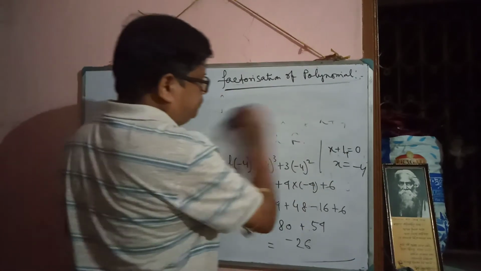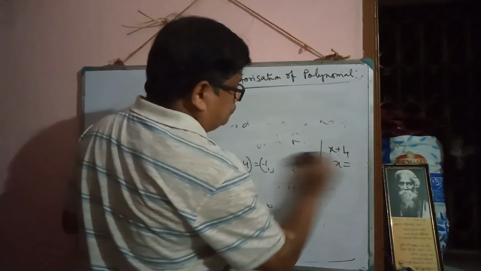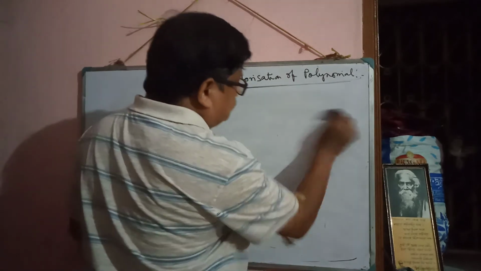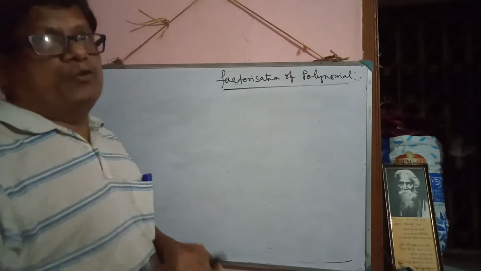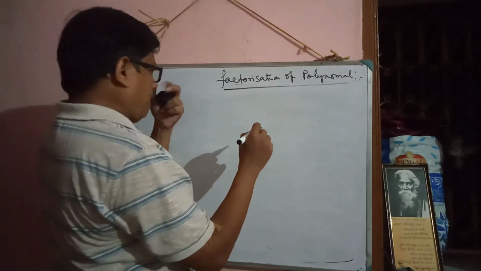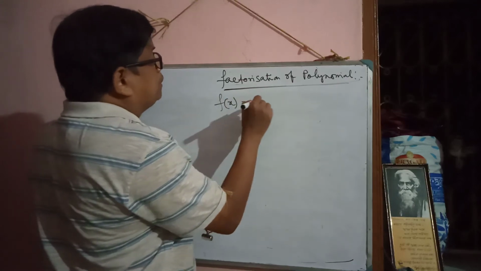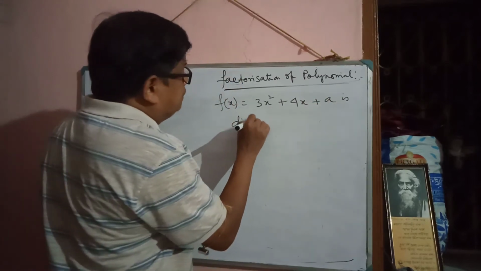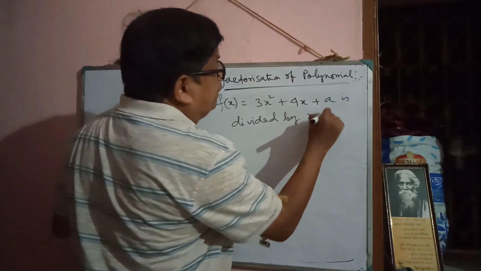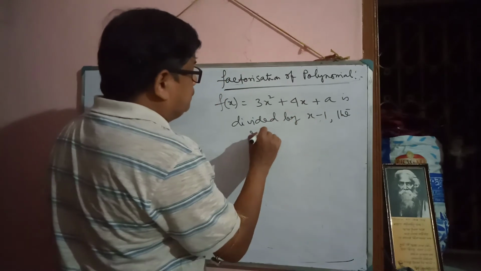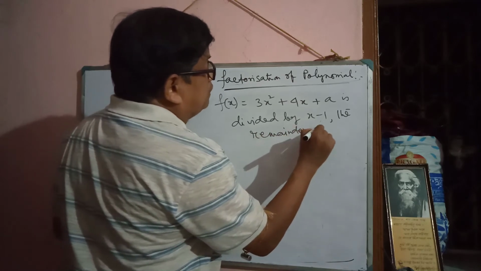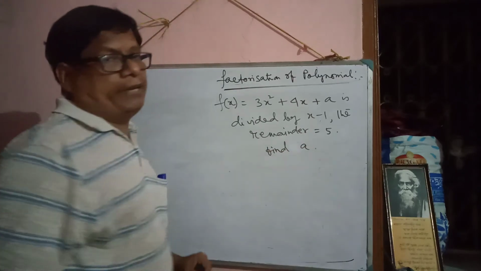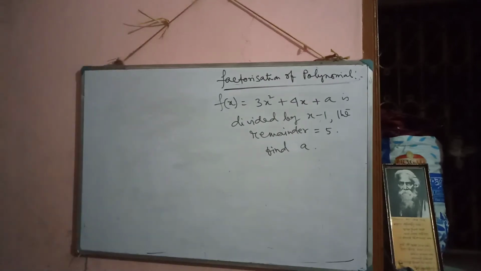Again I am giving an example. If f of x equals 3x square plus 4x plus a is divided by x minus 1 and leaves the remainder 5, then find the value of a. Okay, how to do it? Find the value of a.